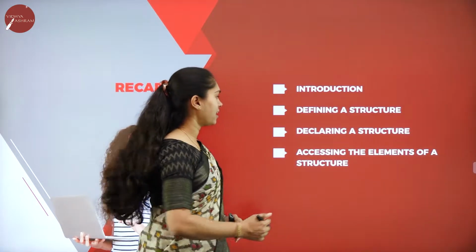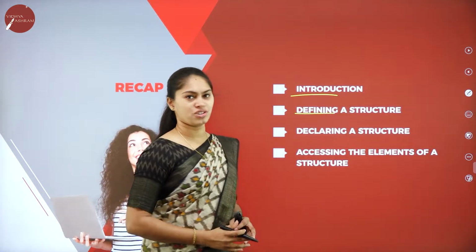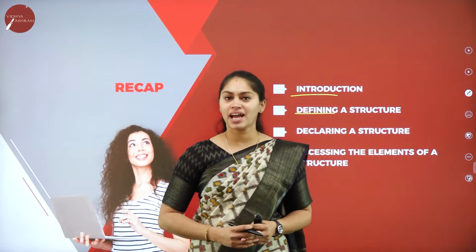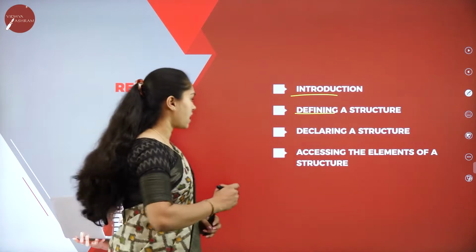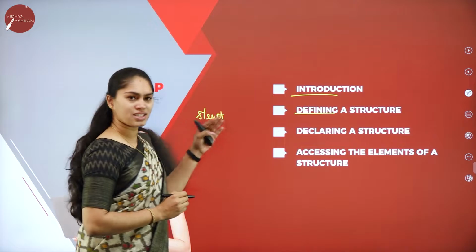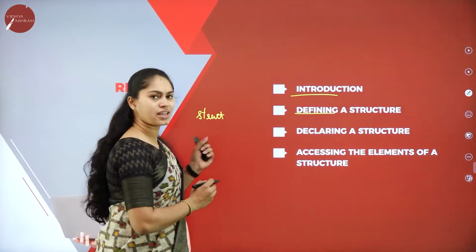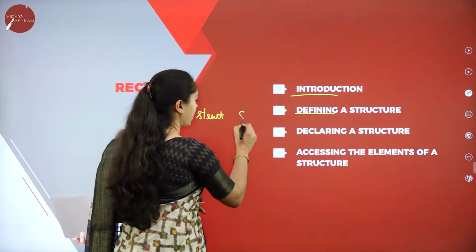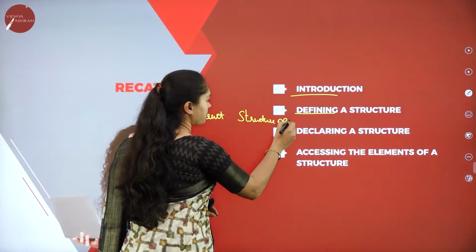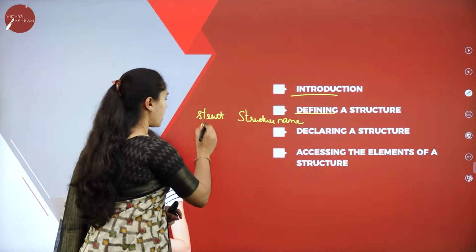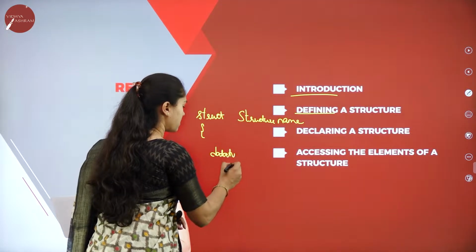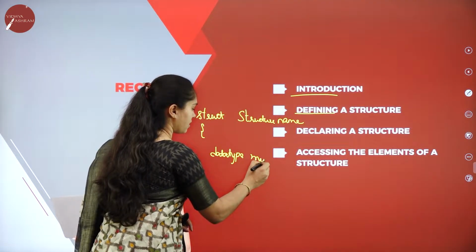And also we have learned how we are going to define a structure. First I have to specify the keyword called struct. So that is the definition. When I want to indicate that I am using a structure in my program, I have to specify the keyword struct and give a name for the structure. Then we have to open curly braces, then specify the data type, then the member name.